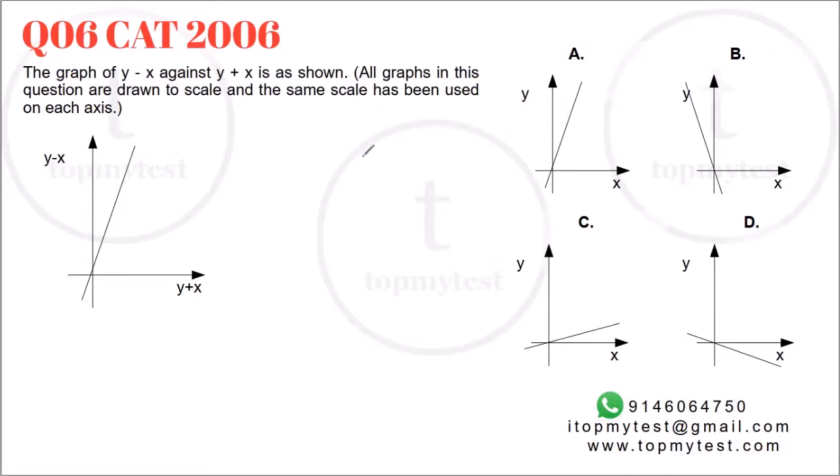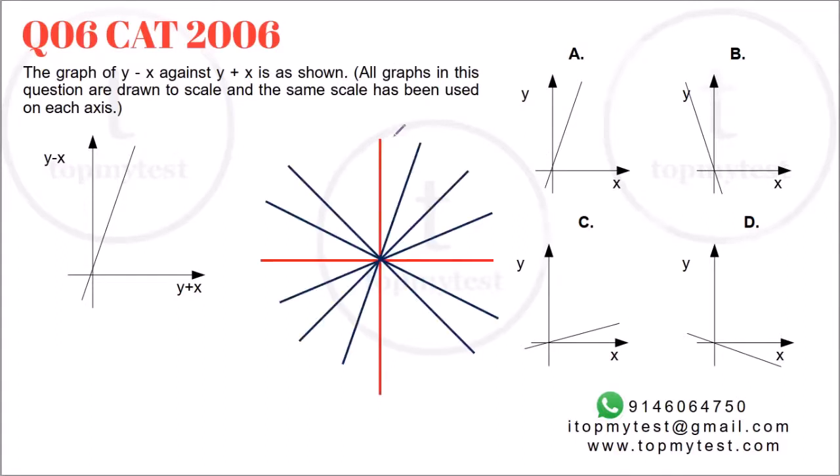Now let's draw all possible lines, right? So if you have your usual x-axis, your usual y-axis, when the slope is 45, so when you say y is equal to x, you will have something like this. When you have y is equal to minus x, you'll have the other slope. Now anything which lies between y is equal to x and the y coordinate, the slope will be y is equal to kx, where k is greater than 1.